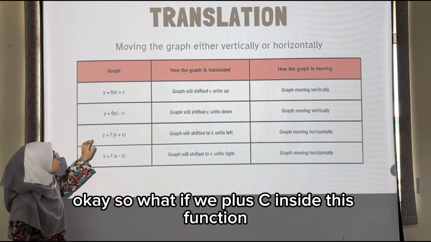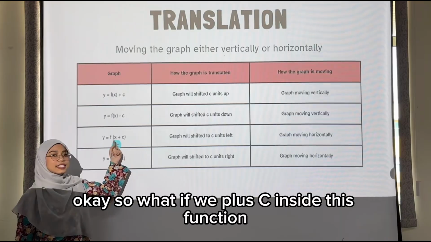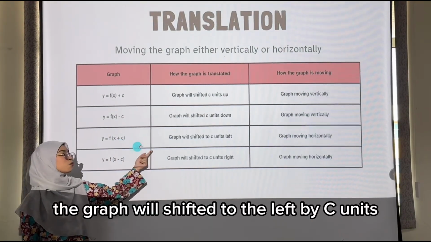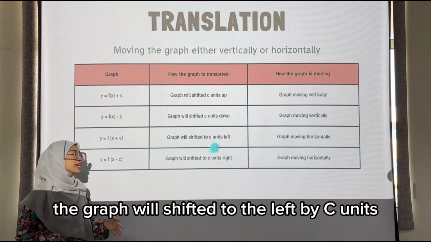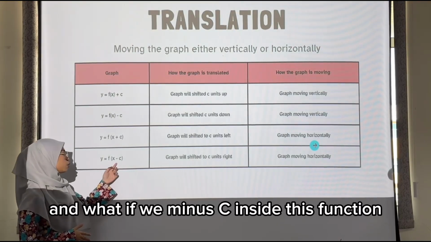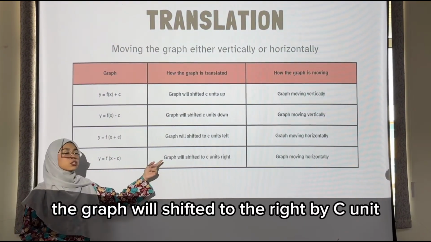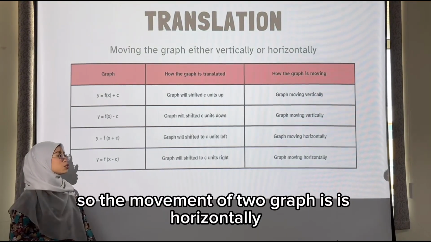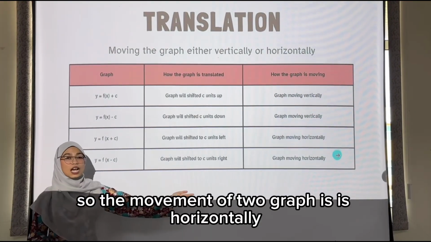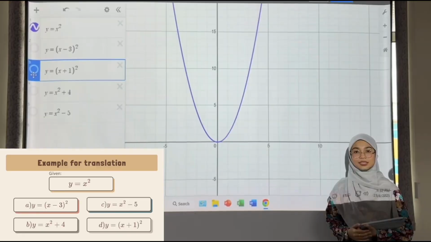Okay, so what if we add c inside this function? The graph will shift to the left by c units. And what if we subtract c inside this function? The graph will shift to the right by c units. So the movement of these two graphs is horizontal.